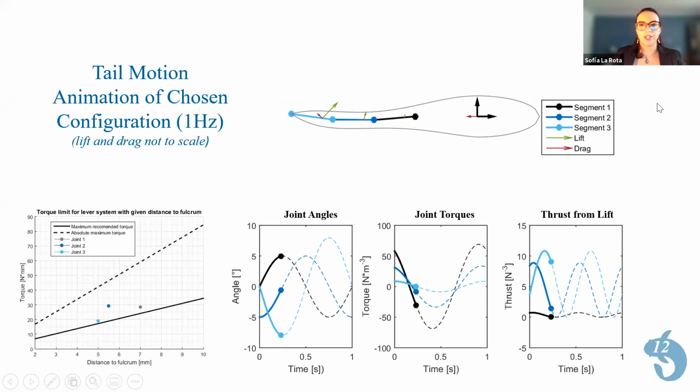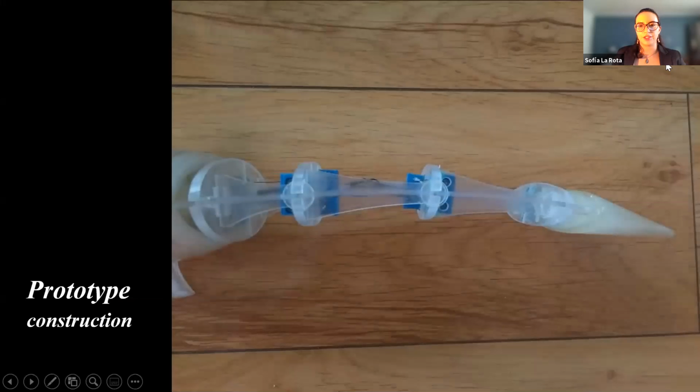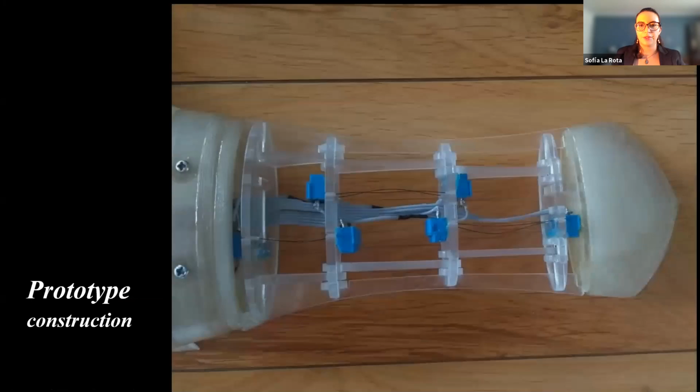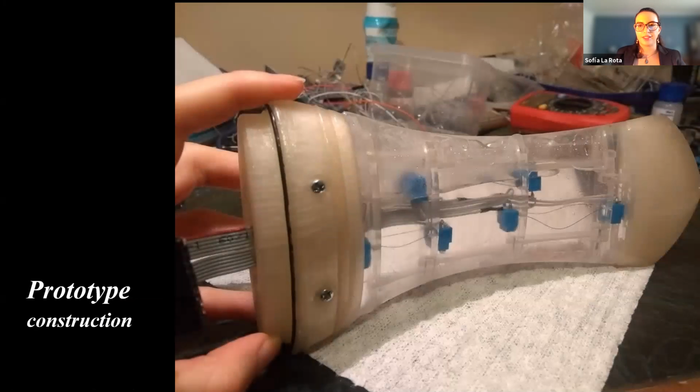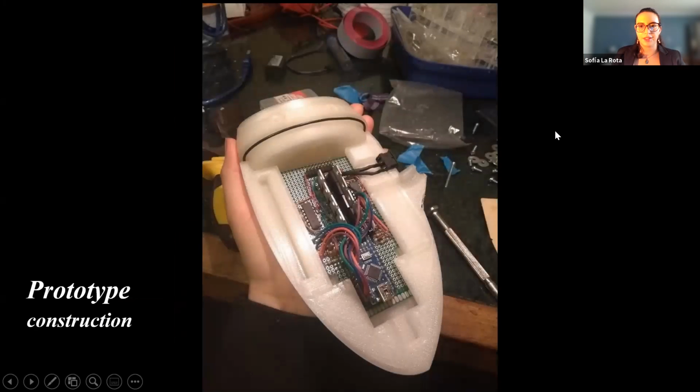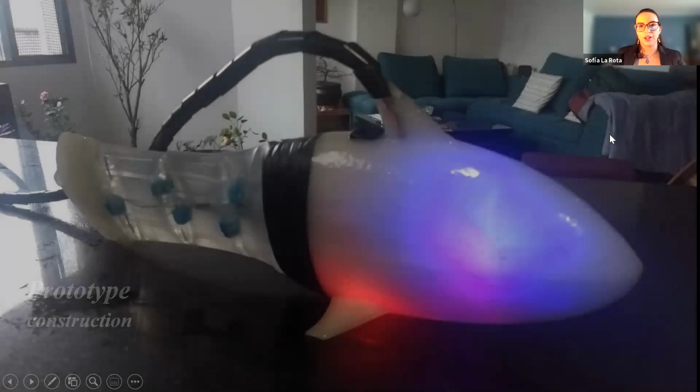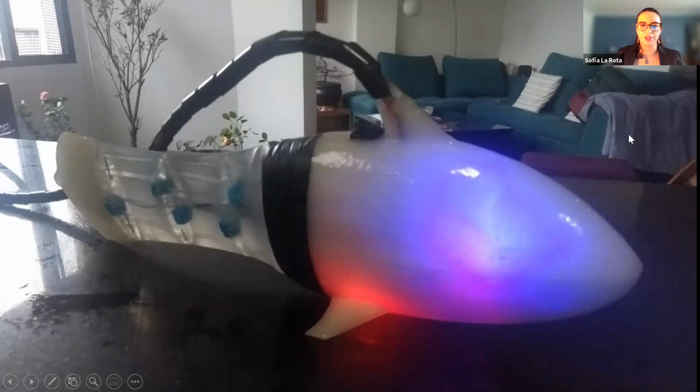Using this information, we began the actual construction of a prototype made with laser-cut acrylic and 3D printed ABS. A latex membrane was used to encase the tail and isolate the actuators. And the body, of course, was used to house the electronics. This hull was tested first for waterproofing before any live tests were conducted. This is a picture of the finished fish prototype.